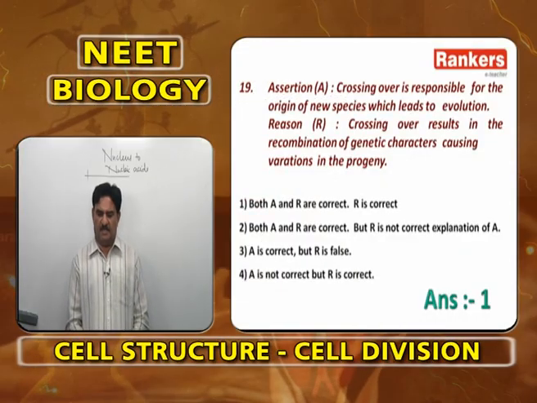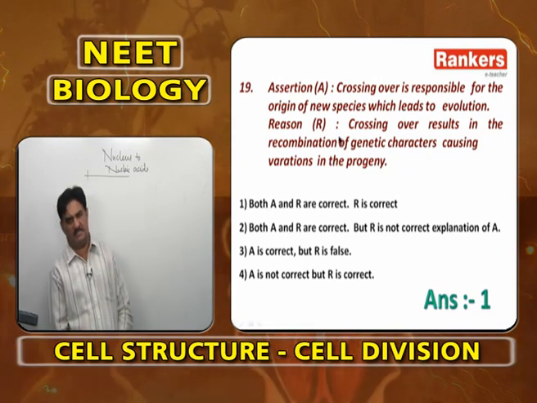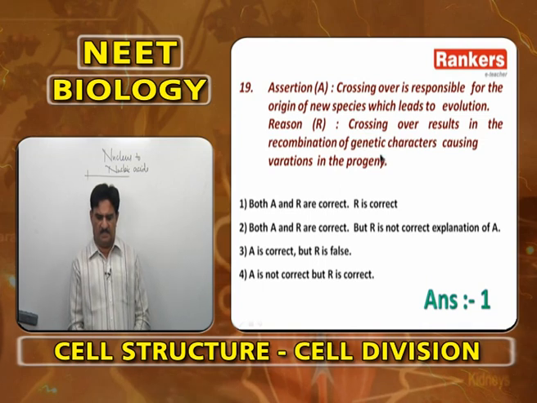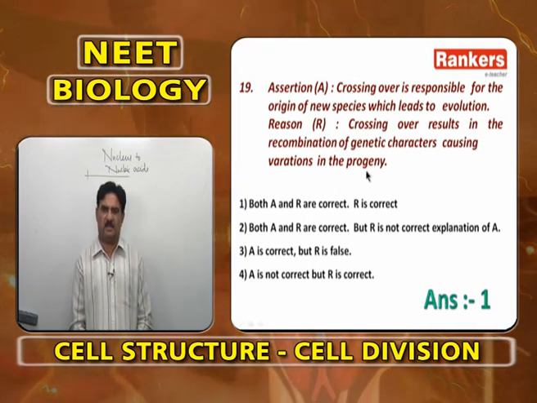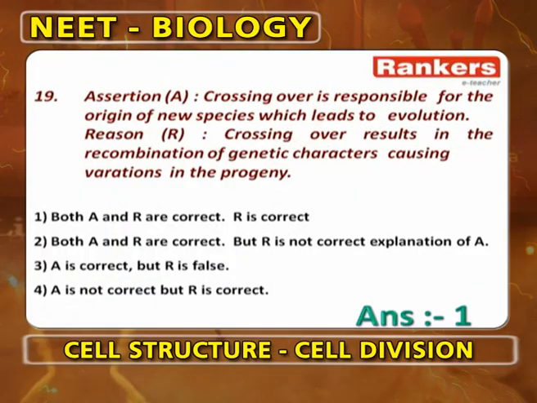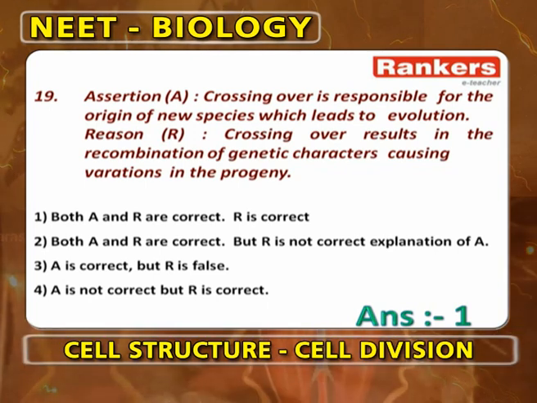So, assertion A, crossing over is responsible for the origin of new species which leads to evolution, is 100% correct. Crossing over results in the recombination of genetic characters causing variations in the progeny is correct. So, A and R are both linked to each other. So, the answer is both A and R are correct. R is the correct explanation of A. First option is the answer.